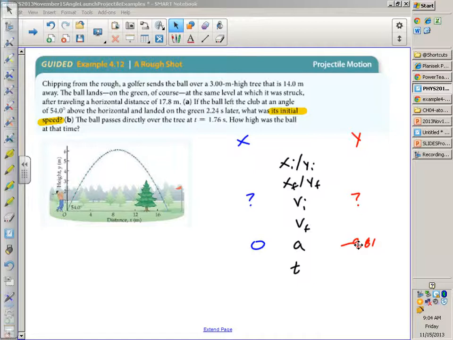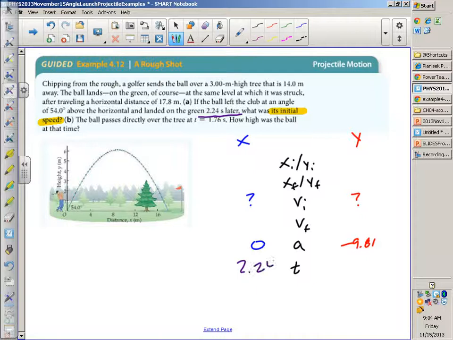Thank you. All right. So next, let's start filling in some other things they gave us in the problem. What else did they tell us about the flight of this ball in the problem? Time. It gave us time, right? It says that it lands on the green 2.24 seconds later. Which time is that? Both, right? Doesn't matter, because the time horizontal and the time vertical have to be the same. What else did they give us about the flight of this ball?